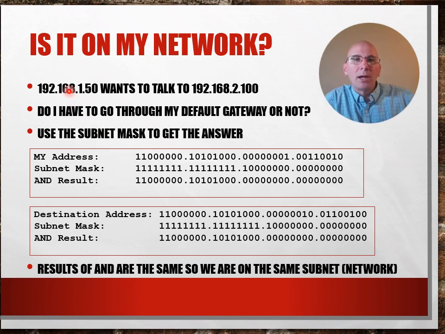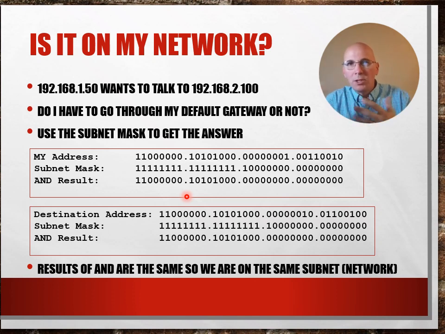So here I've taken that IP address and just converted it to binary, and then I've taken the subnet mask of 255.255.128.0, and I've converted that into binary here. So I'm going to perform an AND operation on these two, and what this results in is, well, it shows me what the network portion of my IP address is.